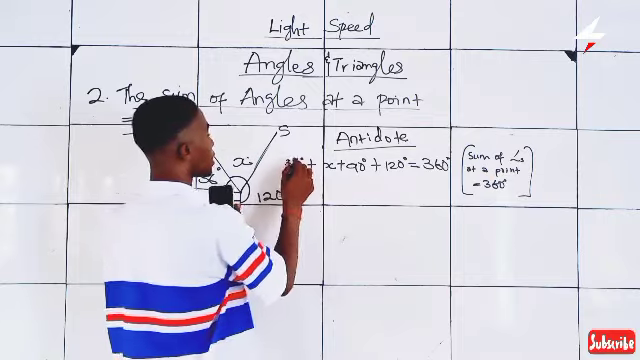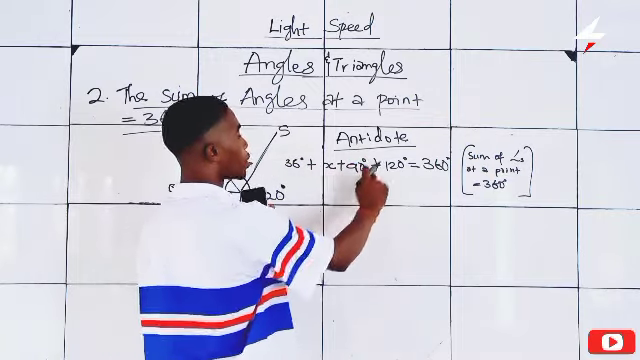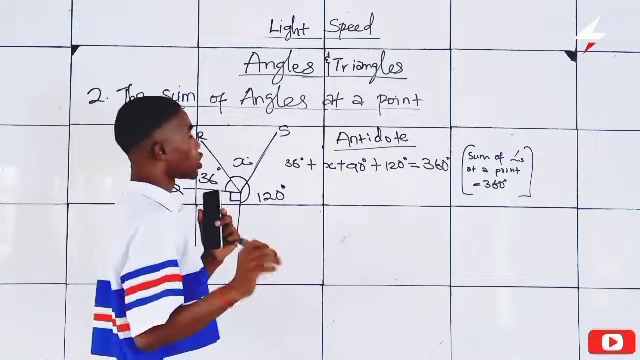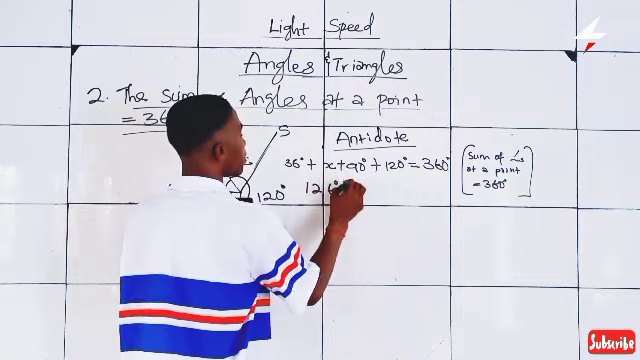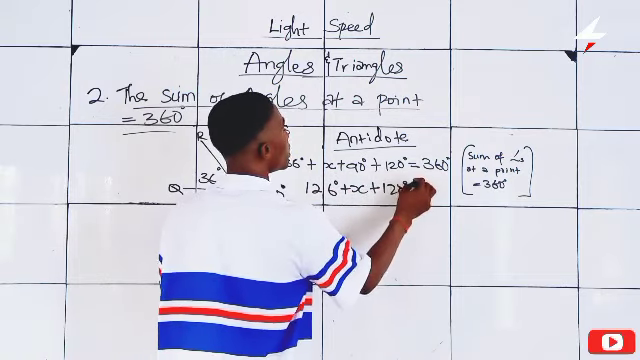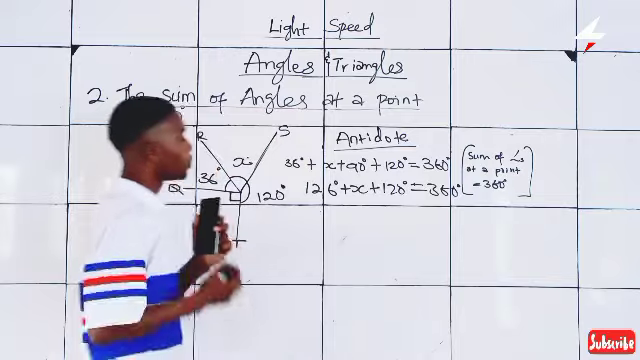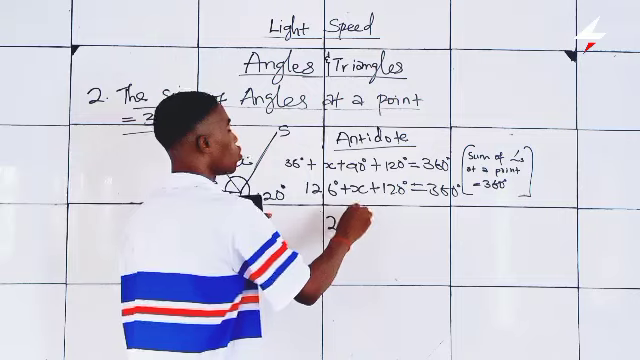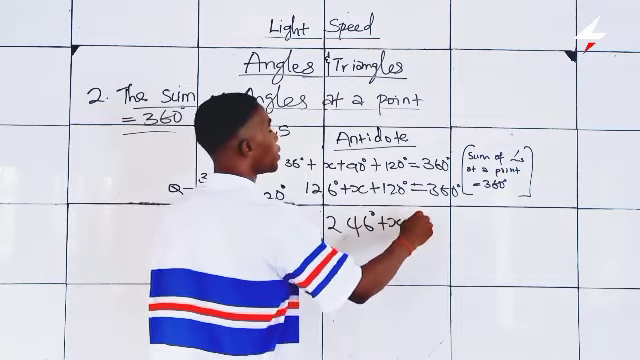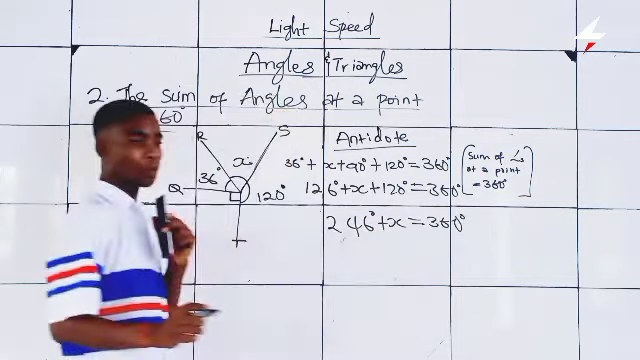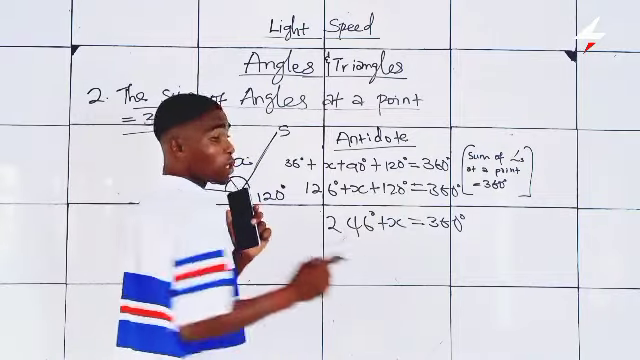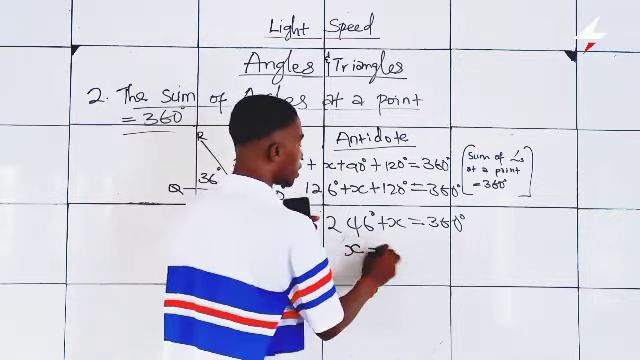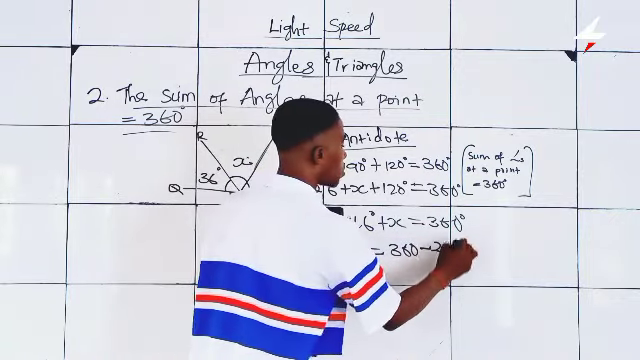Okay, now 36 plus X plus 90 plus 120. Let's see what we've got. 36 plus 90 would give us 126. 126 degrees plus X plus 120 degrees equals 360 degrees. Now 126 plus 120 will give us 246 degrees plus X equals 360 degrees. You see that? This is simple addition. Now we need to find X, which is the unknown. We'll move 246 to the other side. It becomes a negative symbol. X is equal to 360 degrees minus 246.